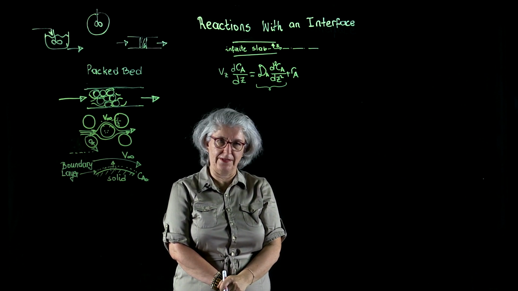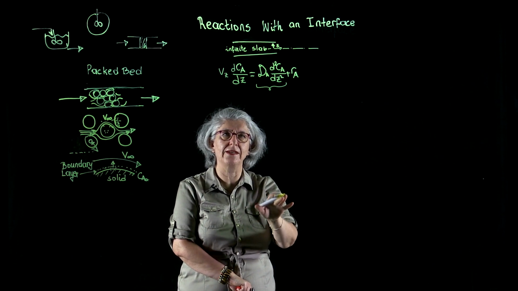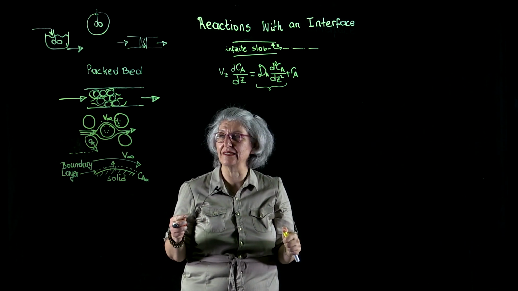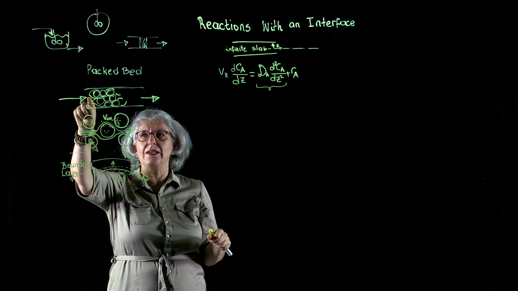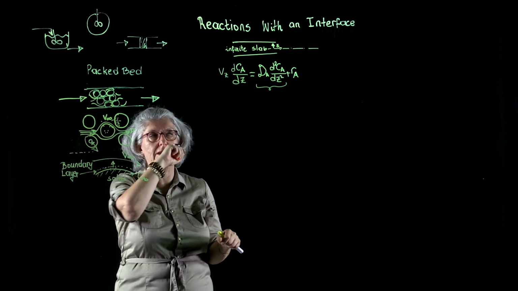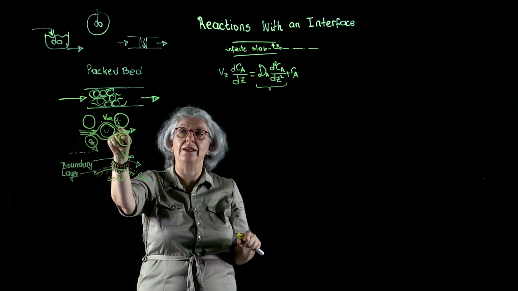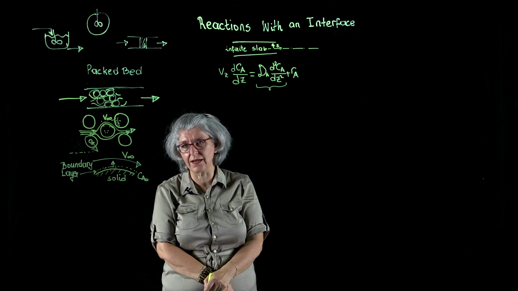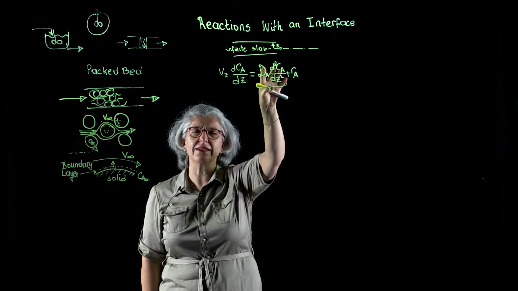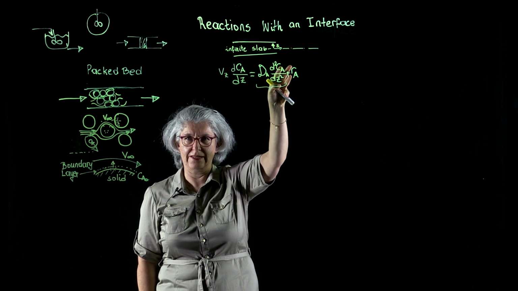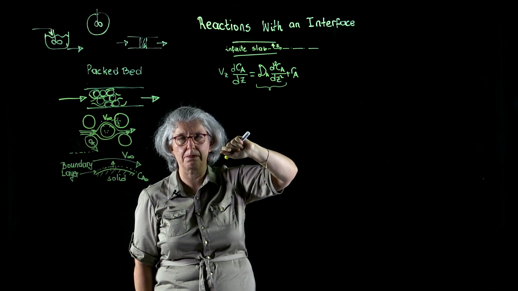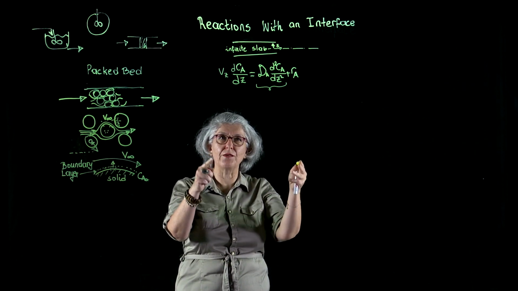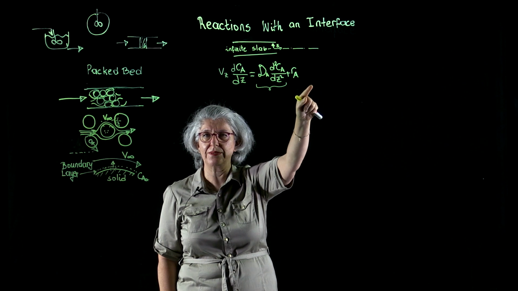Now, our discussions so far brought us to the understanding that if the concentration in the bulk is close to the concentration at the active site in the bulk of the catalyst, then our effectiveness factor is 1, and diffusion is rapid. We can even disregard it in this equation. Okay? And the reaction is homogeneous.